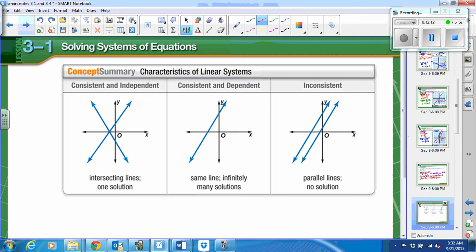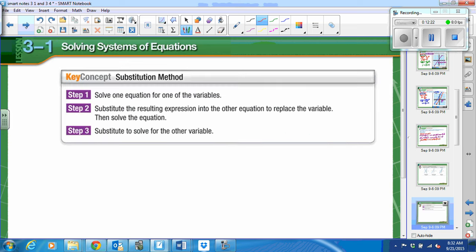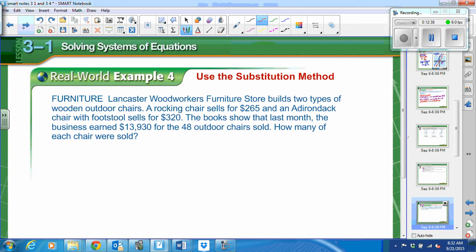So here is the summary of those systems that we just talked about. Intersecting lines have exactly one solution, same line has infinite solutions, and parallel lines have no solution. So now we're going to look at the substitution method. And substitution is a good one to use when it's very easy to get one of the variables by itself. And then you can just put that into the other equation. So let's look at an example of this.